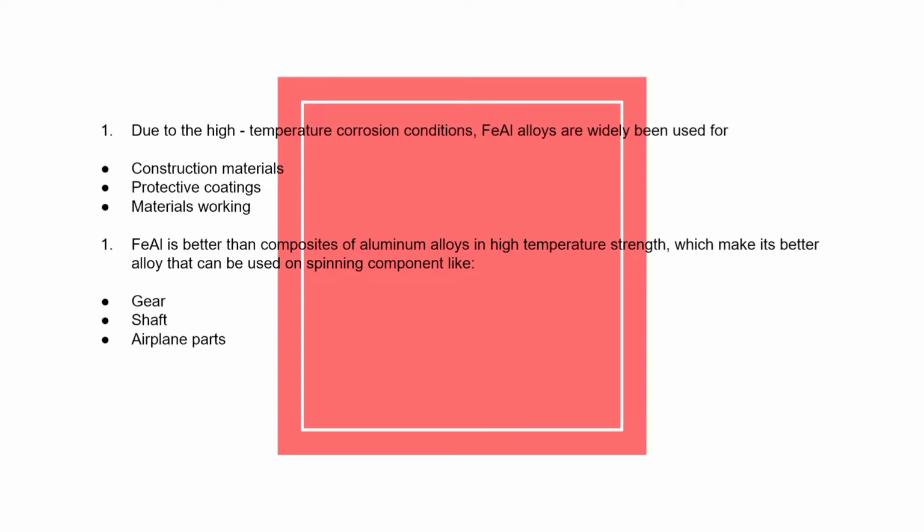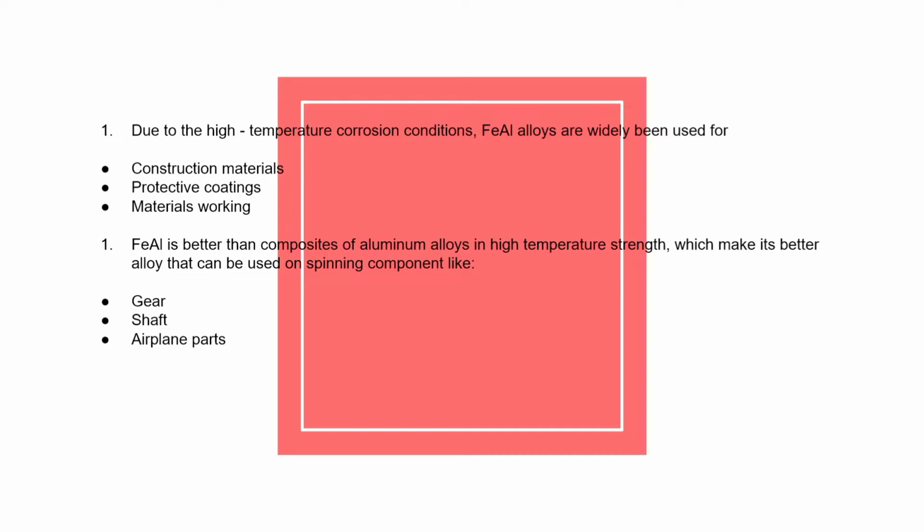Okay, now we will continue to the application of iron aluminium alloy in industry. As we know, iron aluminium alloy has good resistance to high temperature corrosion. So due to this high temperature corrosion resistance, iron aluminium alloys have been widely used as constructive materials, which is for construction, protective coatings which are applied to another material to prevent corrosion, and it is also used for materials working.